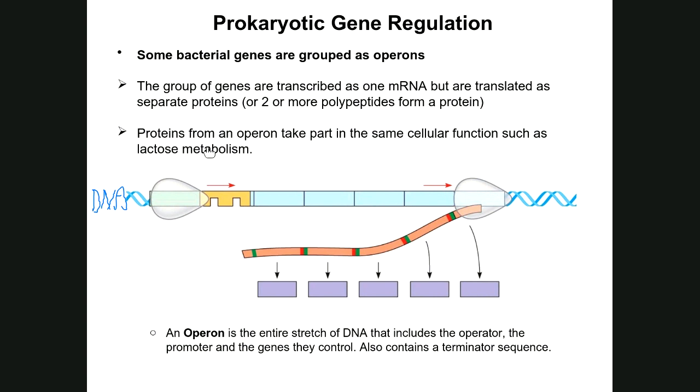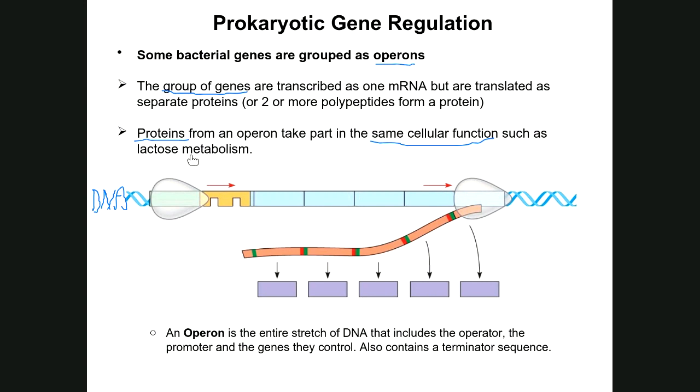Now, regarding proteins from an operon, the reason you find these in prokaryotic organisms, or bacterial cells in this case, since most of the discoveries were made in bacterial cells, is that apparently these operons consisting of clusters of genes code for proteins that are involved in the same cellular function. So when we talk about an operon, we're talking about DNA that consists of a group of genes. These genes code for proteins involved in the same cellular function, such as lactose metabolism.